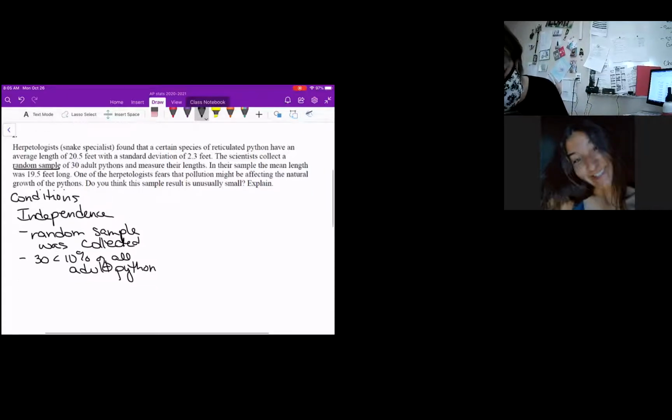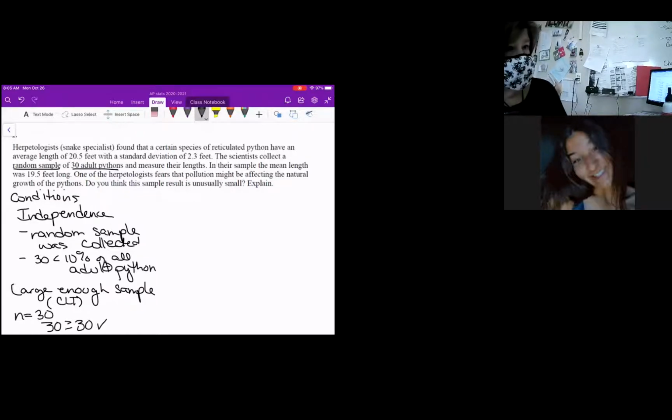Next, we need to check for our large counts. Do we have a large enough sample? And this is using the CLT, central limit theorem. If we have a large enough sample, then our sample needs to be 30 or higher. And our sample size is 30. And 30 is greater than or equal to 30, so that condition is met.